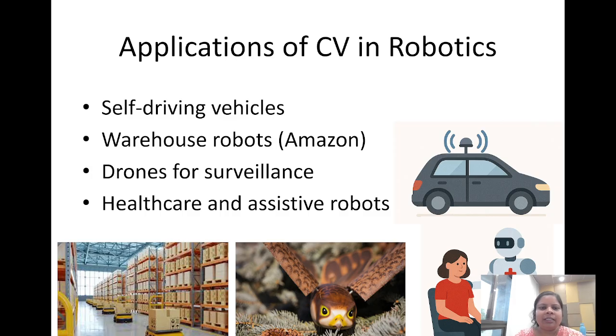So for all these things, for autonomous driving also we require vision. Now, in Amazon warehouses, you might have seen this picture already. Robots use vision to find and carry goods, right?